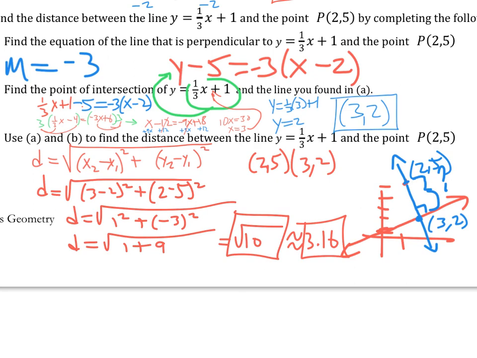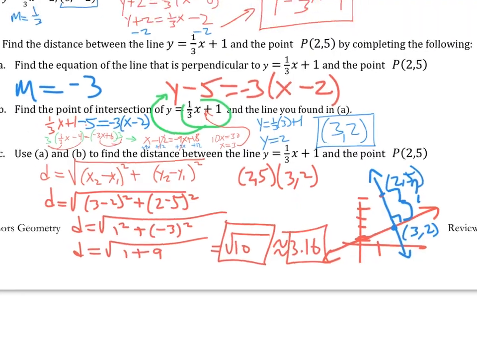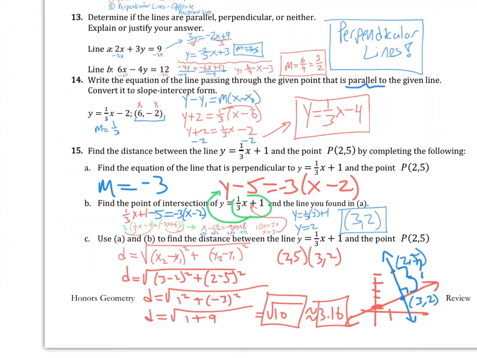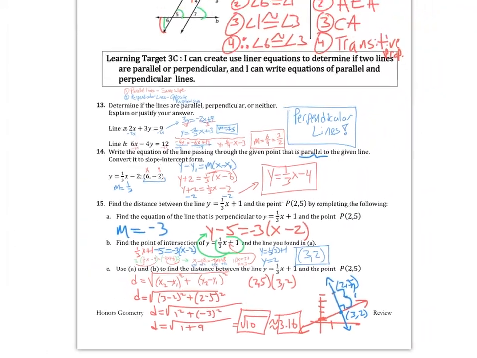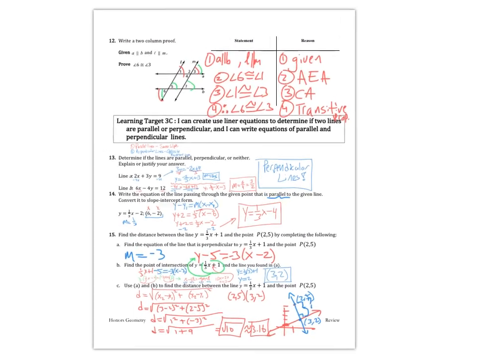Square root of 10 is a great answer, but that decimal is okay. Actually, on the test, we'll probably not use calculators, so square root of 10 is what we have to leave it as.